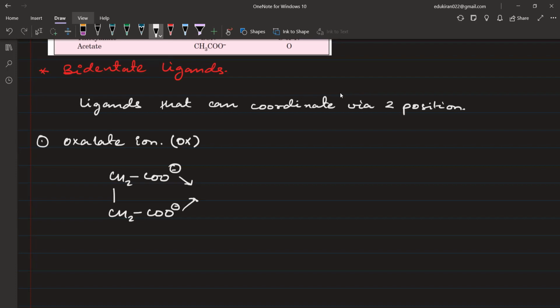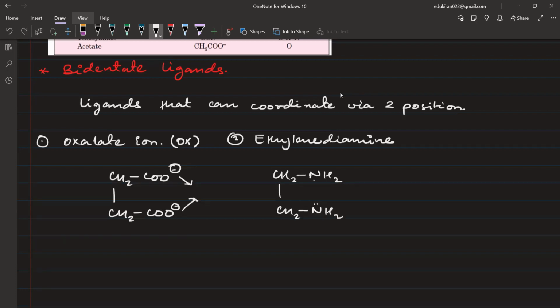Then you write ethylene diamine, the second important one. Oxalate has 2 negative charges, keep this in mind, okay. Ethylene diamine has CH2 and then NH2; one NH2 here, you have CH2 and the other NH2 is here. You have one lone pair here, one lone pair here, so both of these are going to coordinate like this. Okay, and its formula is EN. So these are the important ones.